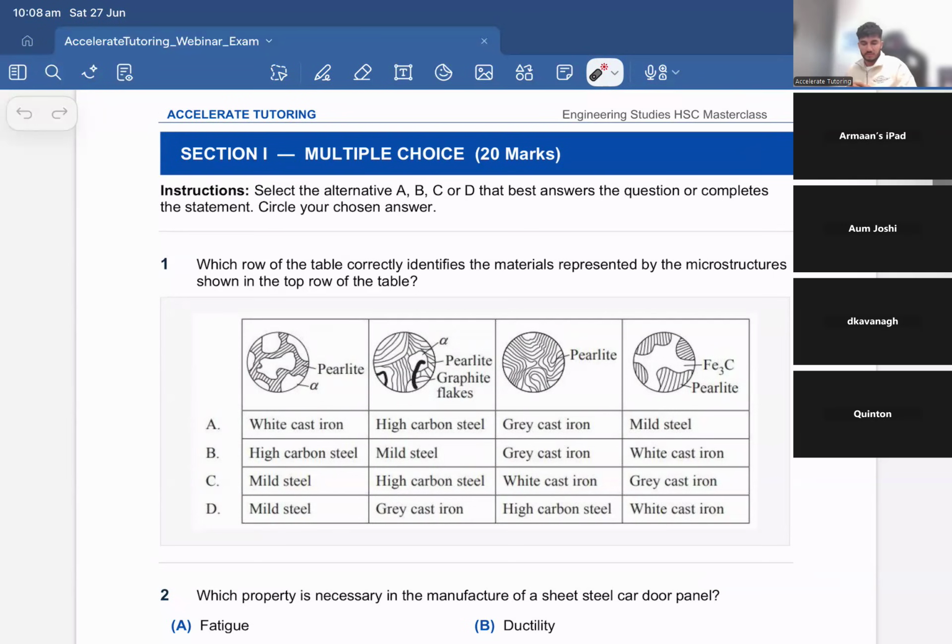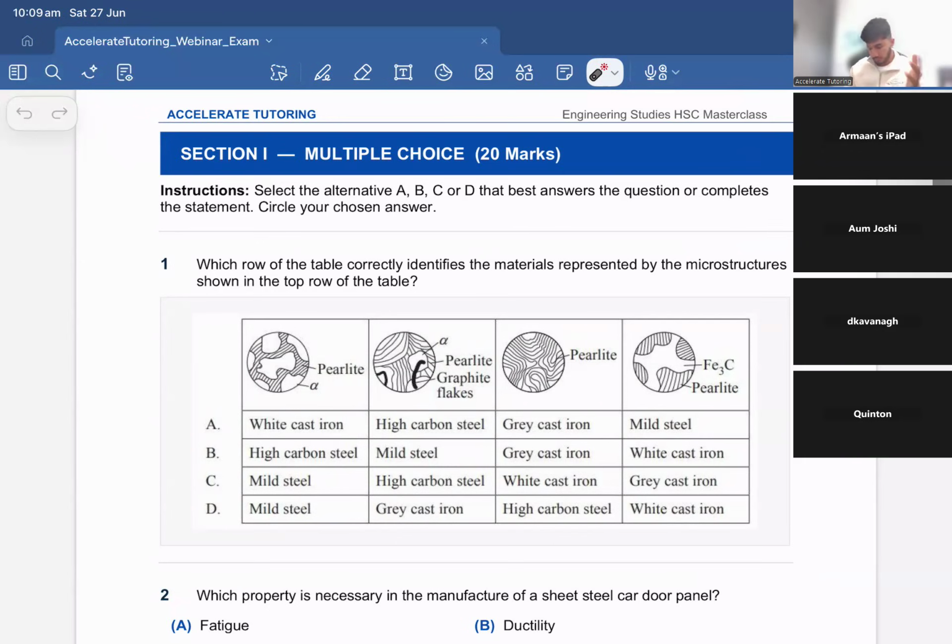Is it B? B or D? B. Sorry, can you repeat the answer? B. Why do you think it's B? Because the first structure shows the ferrite, the high carbon steel, and the other one has perlite and graphite flakes for gray cast iron. And the third one just shows pure perlite. Yeah. And the fourth one is cementite.